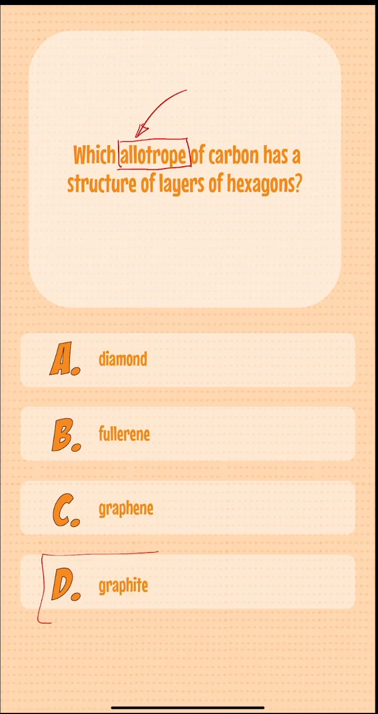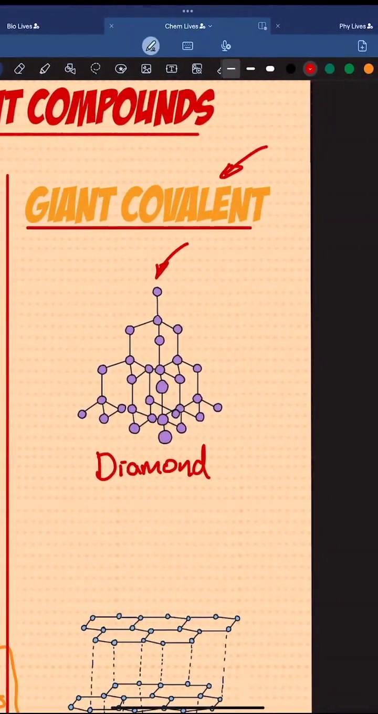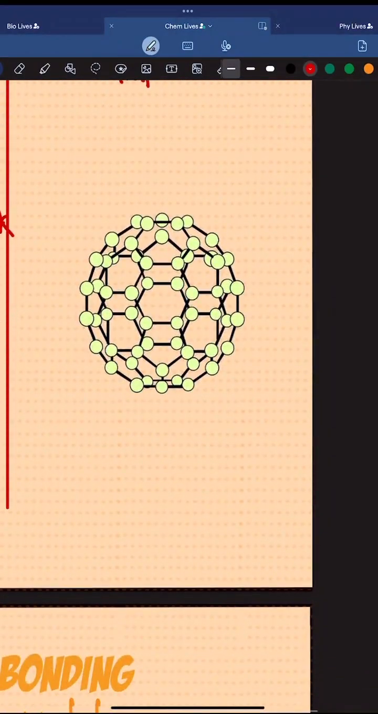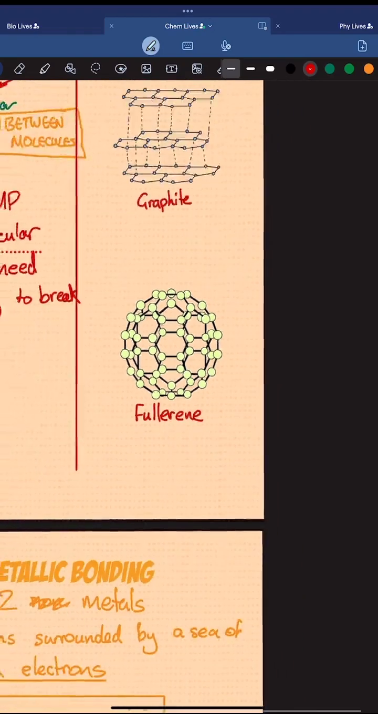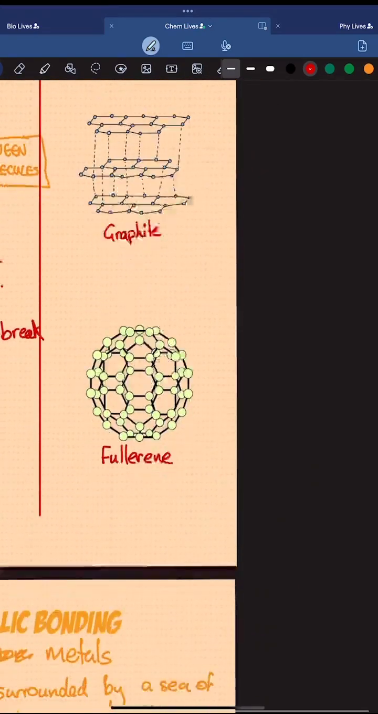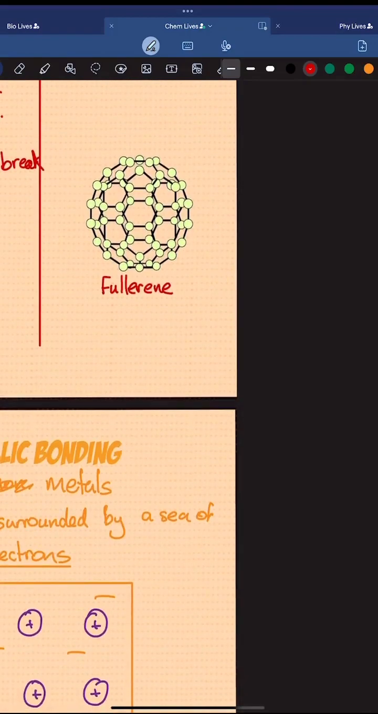Allotrope, does anyone know what that means? It's not an alloy. It's not a mixture of metals. Don't get confused between alloys and allotropes. Allotropes are basically the same element, but different structure. So you see all these giant covalent ones that we've got. We've got diamond, we've got graphite. This one is called a fullerene. All of these are allotropes of carbon. They've got different structures, but they're all made out of carbon.